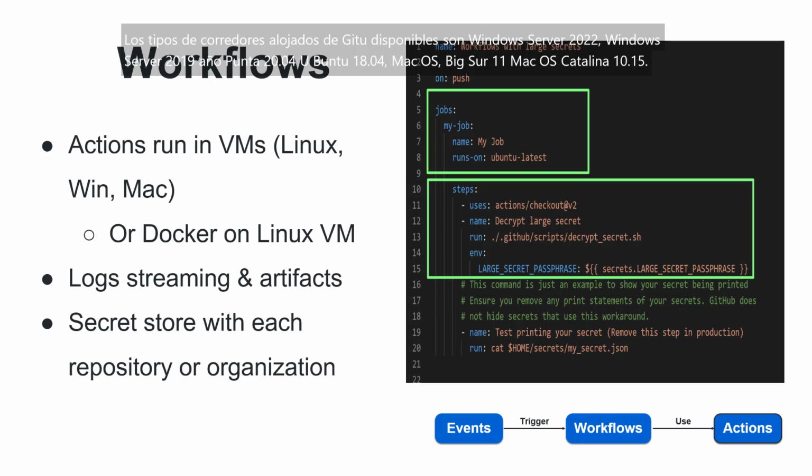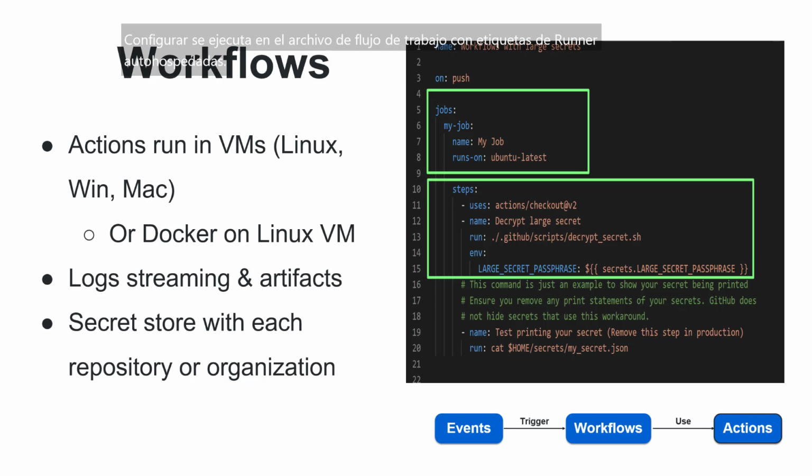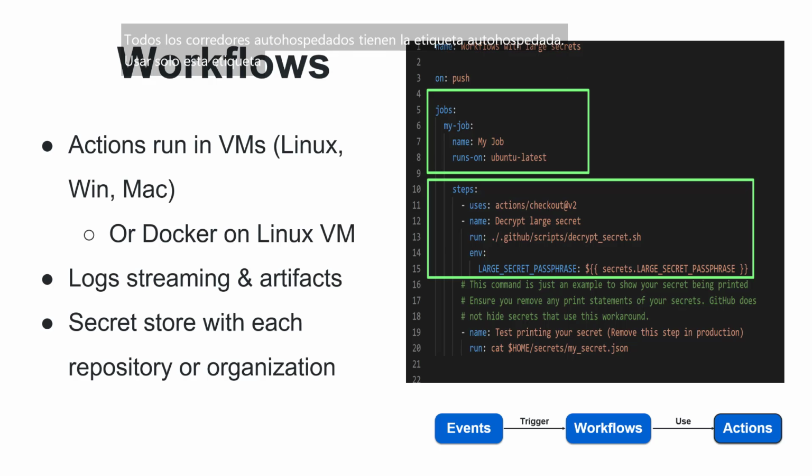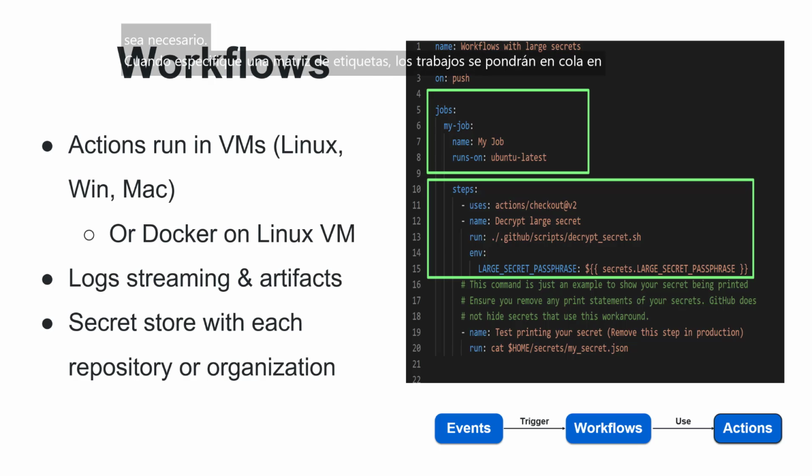Self-hosted runners. To specify a self-hosted runner for your job, configure runs-on in your workflow file with self-hosted runner labels. All self-hosted runners have the self-hosted label. Using only this label will select any self-hosted runner. To select runners that meet certain criteria, such as operating system or architecture, we recommend providing an array of labels that begins with self-hosted. This must be listed first and then includes additional labels as needed. When you specify an array of labels, jobs will be queued on runners that have all the labels that you specify.